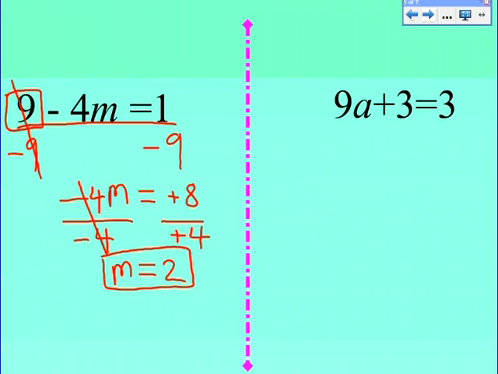It's hard to believe that it's 2. You should check your work. Take 2 and plug it back in and see if you get the same answer.